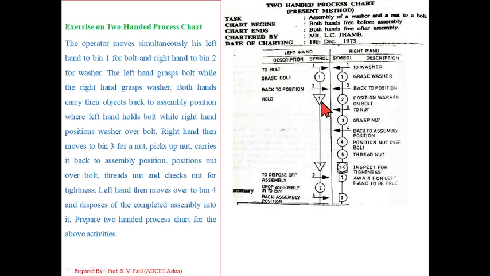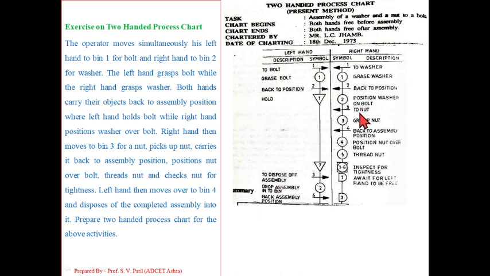Now the operator is holding the head of the bolt in his hand, so the inverted triangle is the symbol for the same. It appears for the first time, that's why it is numbered as 1. Now the right hand will position the washer on the bolt. That event indicates an operation taking place the second time, that's why it is numbered as 2.